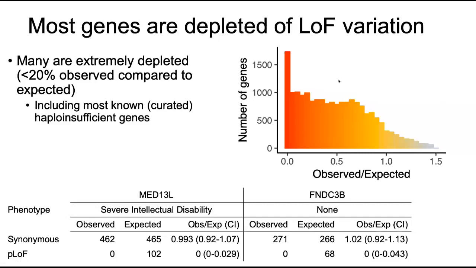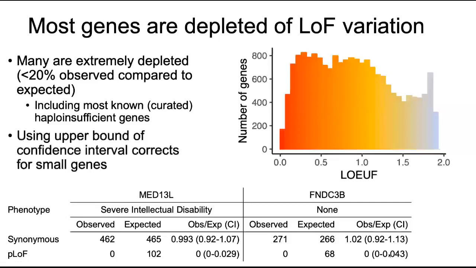The upper bound of this confidence interval for MED13L is 0.03, and for FNDC3B it is 0.04. This is a much more truly continuous value, which we've then termed LUF, the loss of function observed to expected upper bound fraction. The name might be a little bit silly, but it is the best thing that we could come up with that keeps the meaning of the metric.